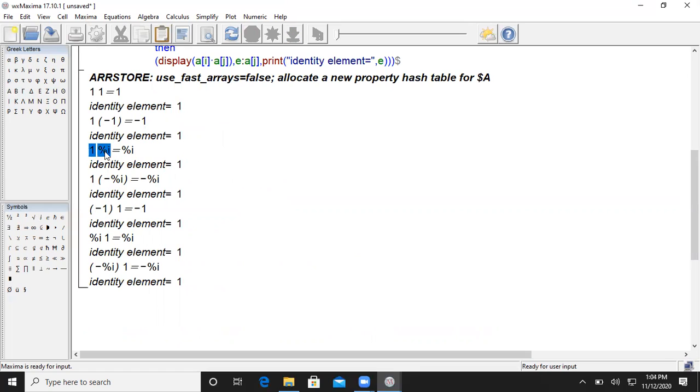So 1 into percentile I is again percentile I. The identity of percentile I is 1. Next, minus 1 into minus 1 is minus 1. The identity element is also 1. Next, minus percentile I into 1 is percentile I. We get the value as 1. Next, minus percentile I into minus 1, the identity element is 1. We did up to here; we found the values of the identity elements.